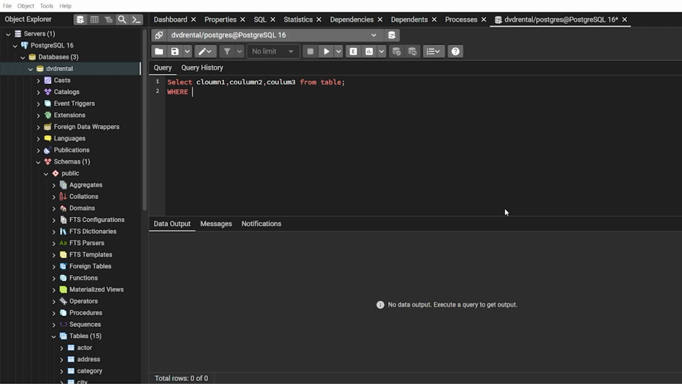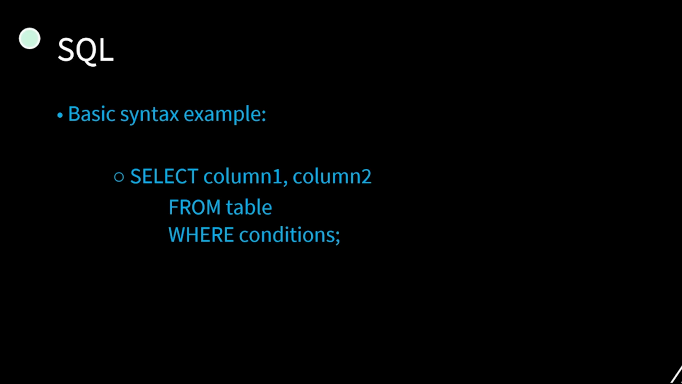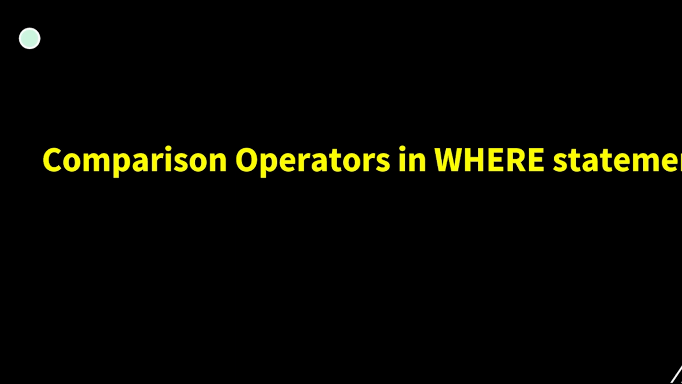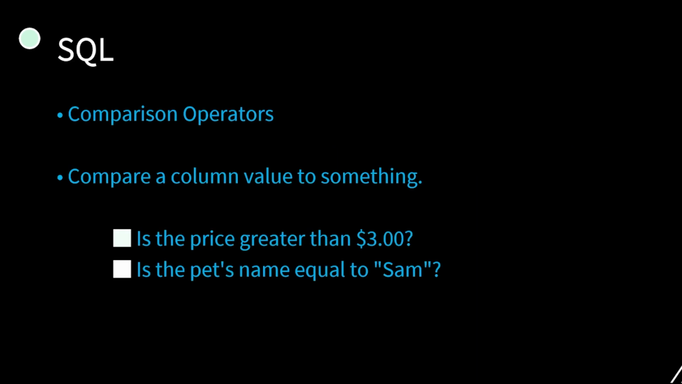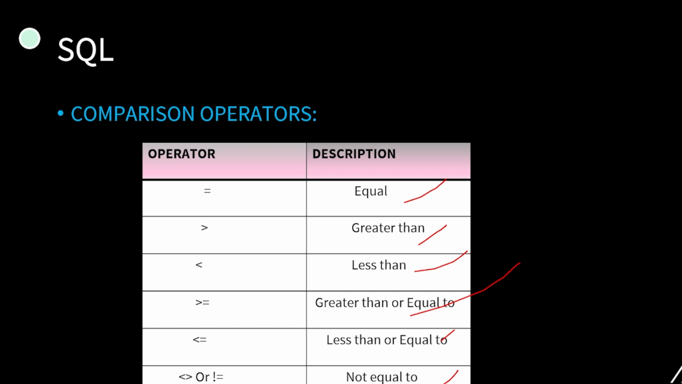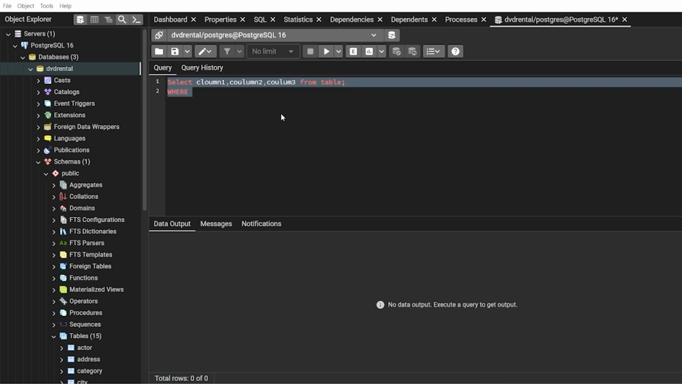Now there are two types of operators which are supported by where statement. The first is comparison operators. The comparison operators are the operators which compare two columns, or apply an operation on one column, like the price is greater than $3 or the pet's name equal to Sam. So there are multiple comparison operators such as equal to, greater than, less than. I'll show it with the help of an example.